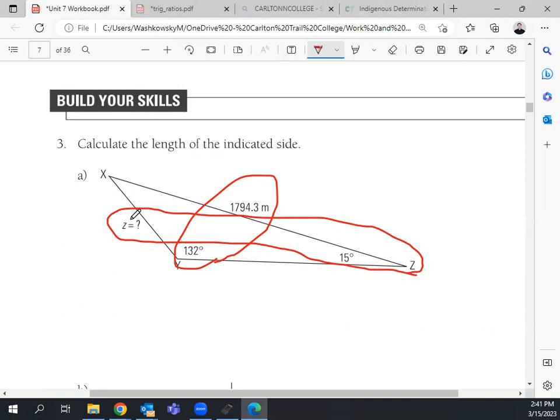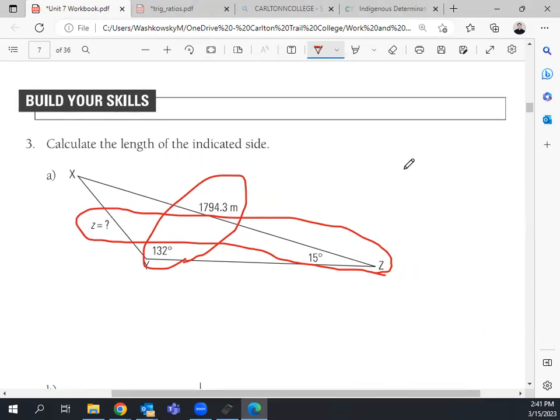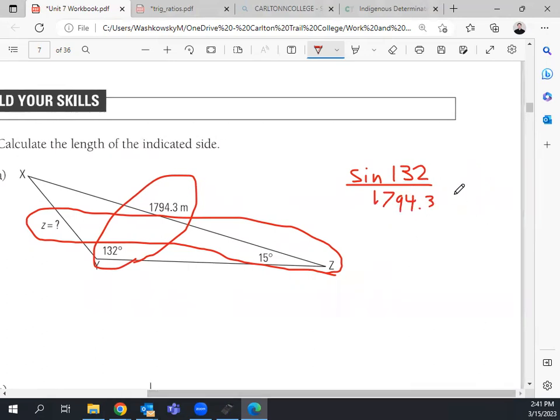So here's my question: which one do you use? Does it really matter? All I need to know is, if I take sine of an angle, what's one of the angles I picked? I got sine 132. So sine of 132 over 17 equals sine of 15 over Z, which is something we don't know. Or it could be Z, X, C, something. It could be a big question mark.